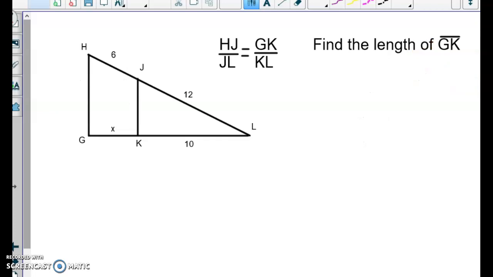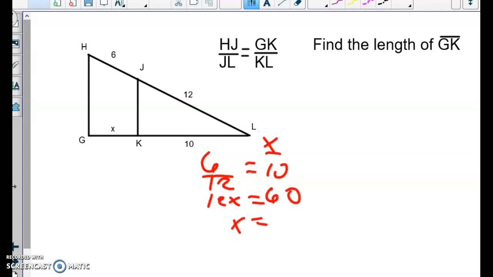Here we have a triangle, and we know that they're similar, and we want to find GK. So we know the proportion is going to be HJ is to JL, which is 12, as GK is to KL. And we're going to do our cross products there and get 12x equals 60, so x must be 5 in this case.